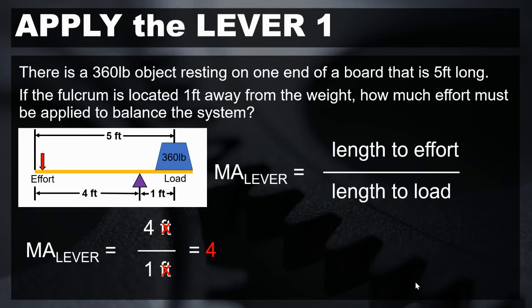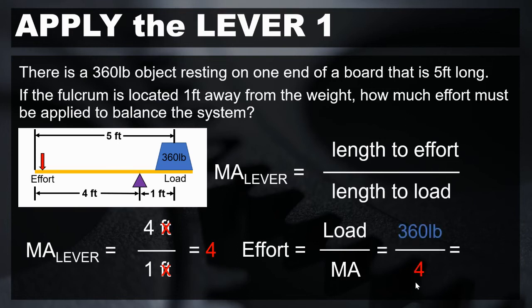We need to apply this to another equation, which helps us calculate the effort that we have to apply to the system. The equation for that is effort equals load divided by mechanical advantage. Again, we use our known variables to solve for our unknown variable. In this case, our load is 360 pounds, and our mechanical advantage is 4. We substitute those into the equation here, and we solve to understand that the effort for this system is 90 pounds.